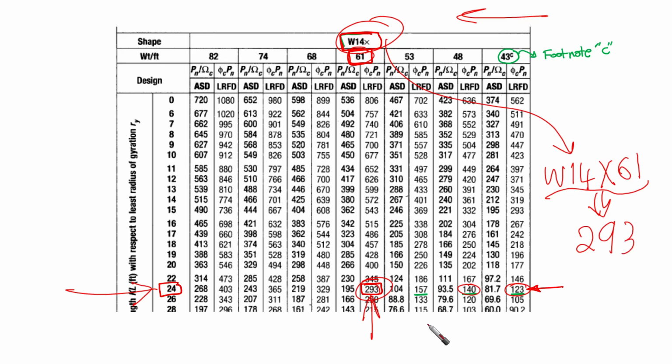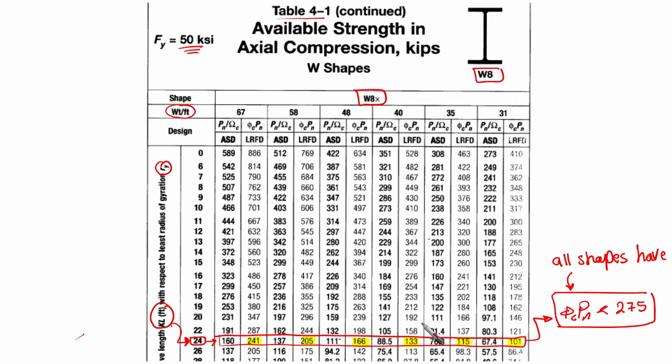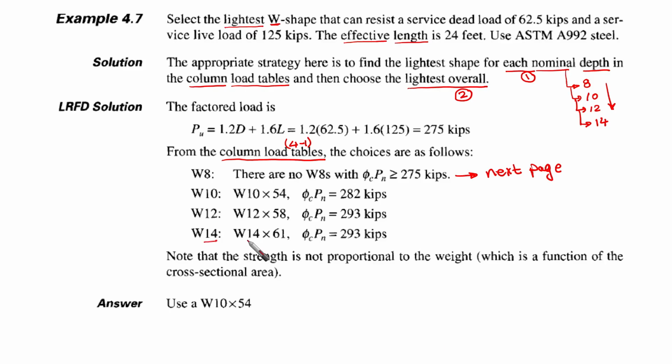Is there any other section? No, we cannot find anything else. These are the available strengths in the column load table. Now let's go and record it. So for W14 by 61, it was 293.